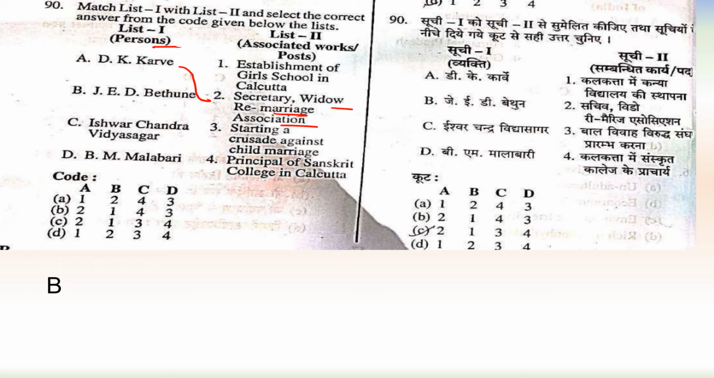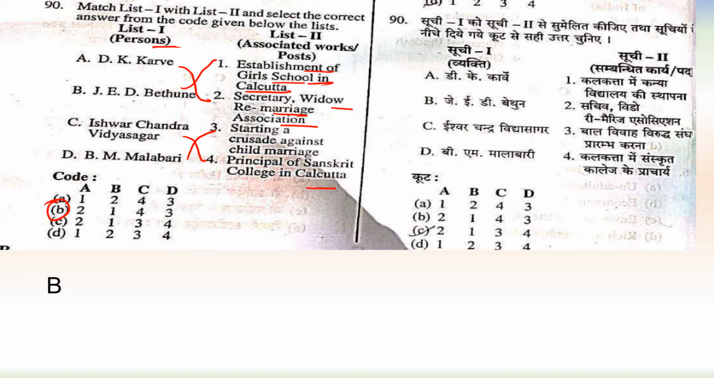J.E.D. Bethune. So he was there for establishment of girls school in Calcutta. Ishwar Chandra Vidyasagar was the principal of Sanskrit College in Calcutta. B.M. Malabari. So he started a crusade against child marriage. He was against child marriage. So in this way, B is correct.